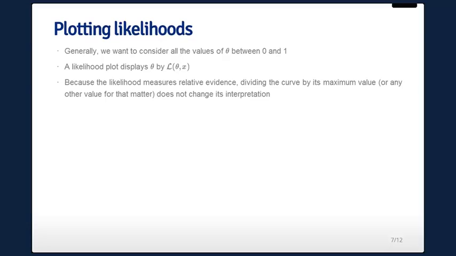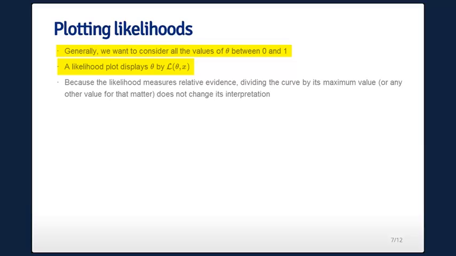And obviously, a fair coin is a particularly useful interest in this problem. But in general, you don't want just 2 values, you want to compare kind of all values. So the obvious thing to do would be to consider all values between 0 and 1. And a likelihood plot just displays the parameter by the likelihood.